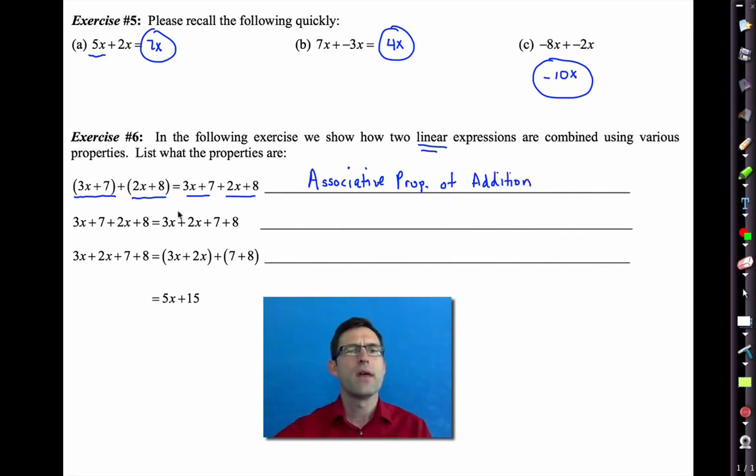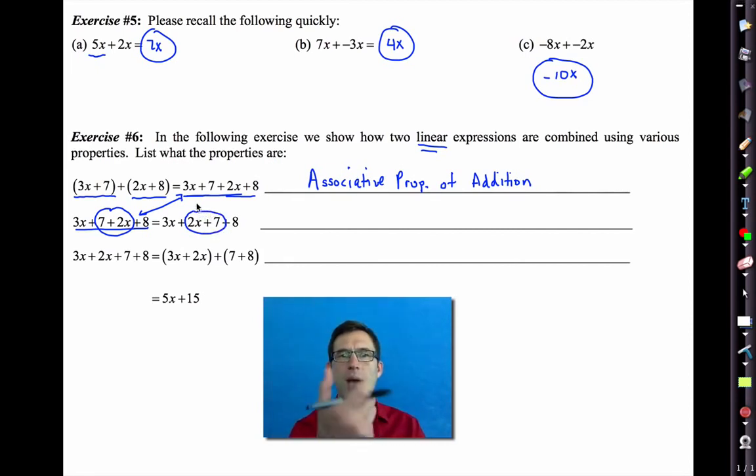All right, now notice that this line and this line are the same. Now when we take this line and compare it to this, what happened? What happened was we essentially said that 7 plus 2x was the same as 2x plus 7. We just took that addition and we reversed its order. That is the commutative property.